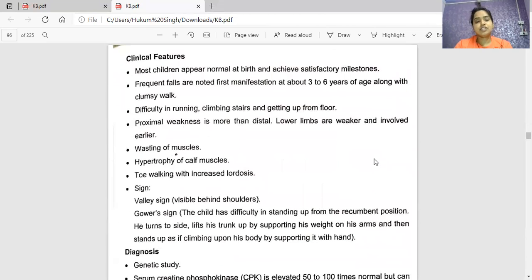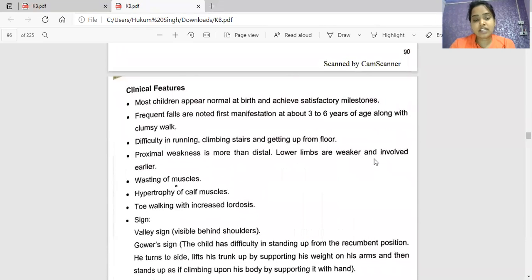Now, clinical features. Most children appear normal at birth and achieve satisfactory milestones. Frequent falls are noted as the first manifestation at about 3 to 6 years of age, along with a clumsy walk, difficulty in running and climbing stairs, and getting up from the floor.